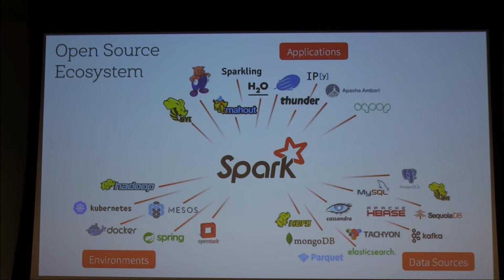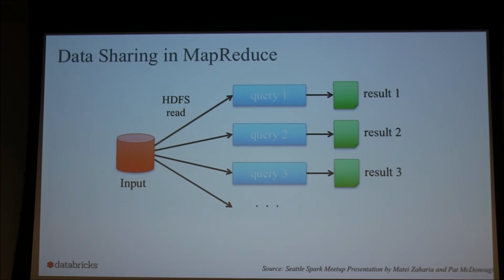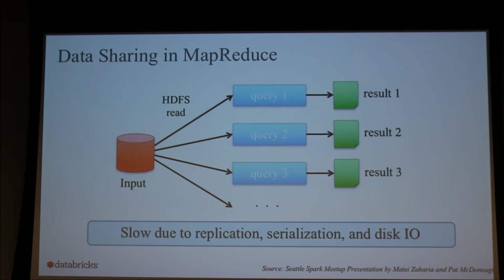So I can kind of skip by this. So again, like I said, you can run applications on Spark. Spark's just a distributed engine for doing processing, and you can use it for a lot of different things. It's going to take care of that mass distribution for you. So all kinds of different environments you can run it in and all kinds of different data sources you can access. This is talking a little bit about data sharing with MapReduce.